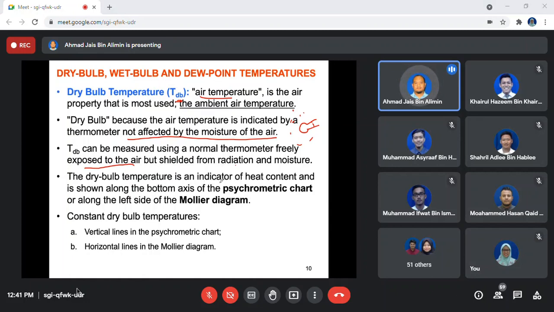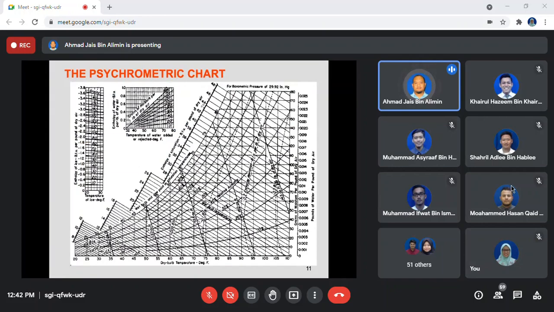Why do we measure the dry bulb temperature? Because this is an indicator of heat content. On the psychrometric chart, this is shown on the bottom axis, or if you are dealing with a Mollier diagram, it's along the left side. Constant dry bulb temperature on the psychrometric chart is shown by the vertical lines, and on the Mollier diagram, the constant dry bulb temperature is the horizontal lines. So this is the psychrometric chart.